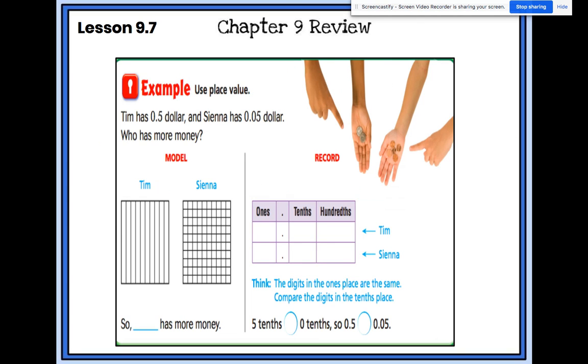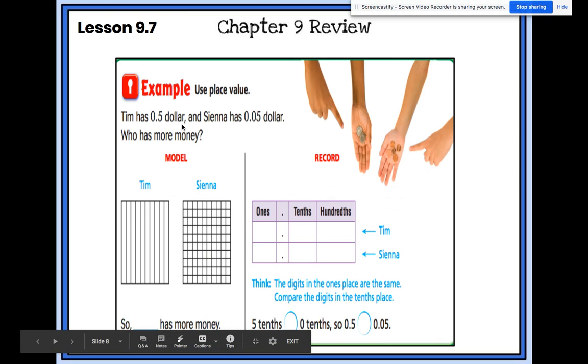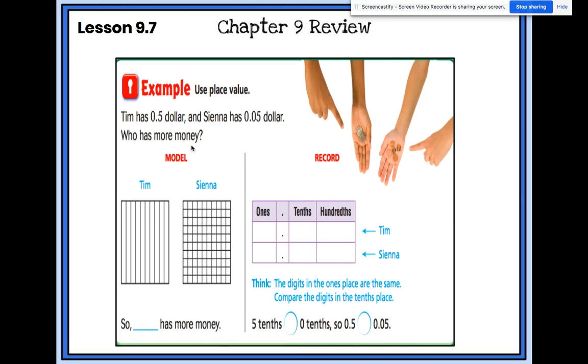Okay, moving on to our last lesson that we did in Chapter 9, Lesson 9.7. You saw this problem in your lesson earlier this week, so we're just going to review it so that you can quickly compare some decimals, and then we'll be done for the day. So Tim has 5/10 of a dollar, and Sierra has 5/100 of a dollar. Who has more money?